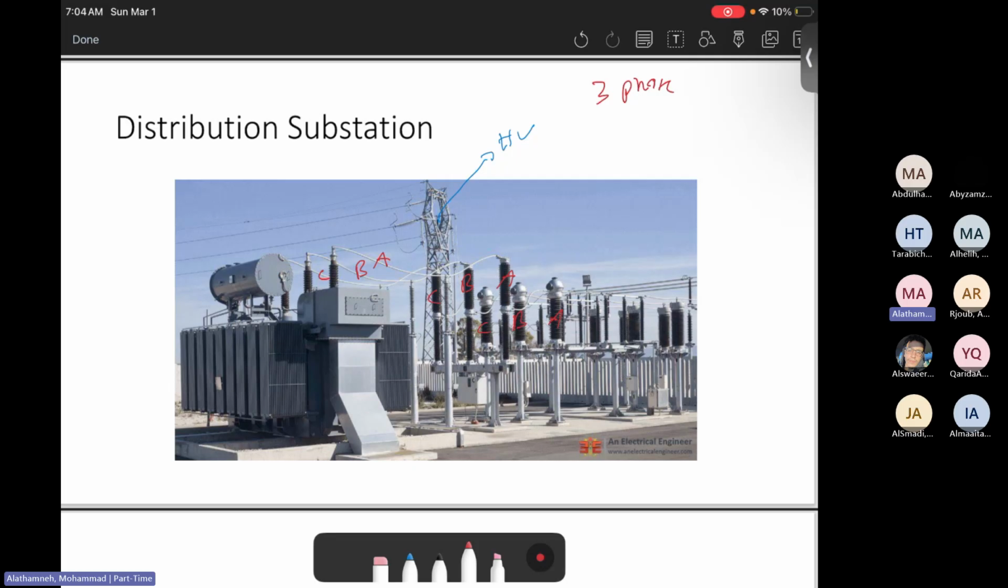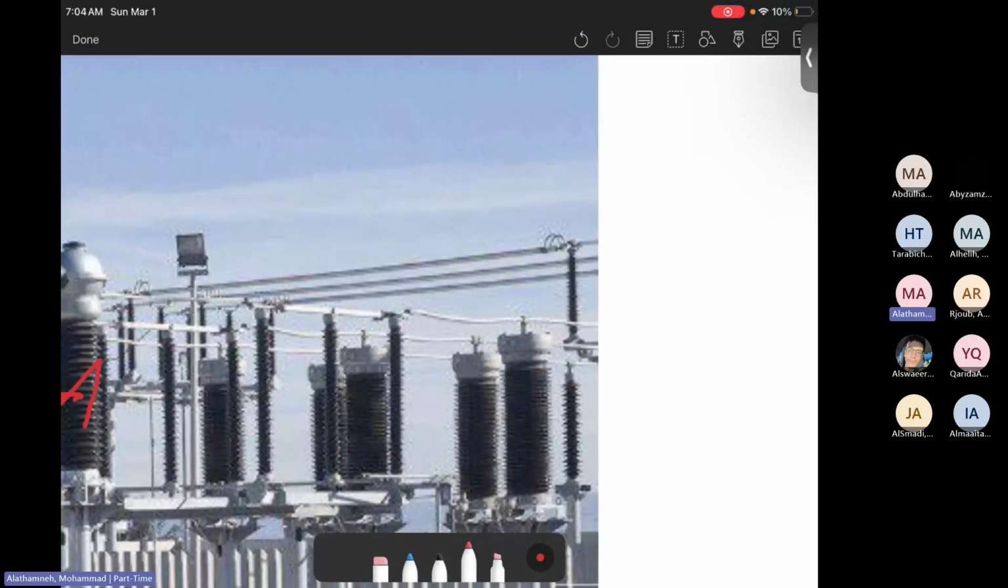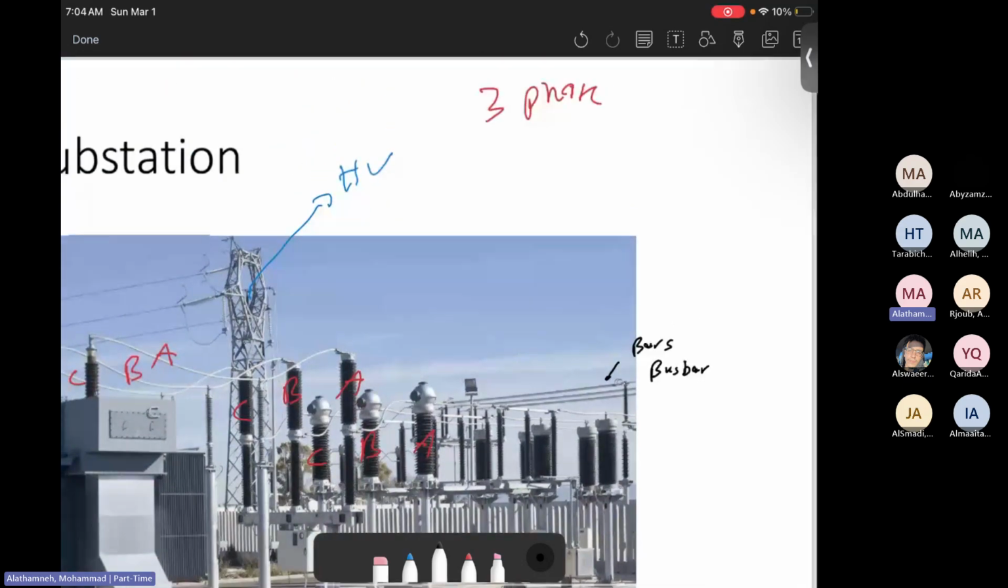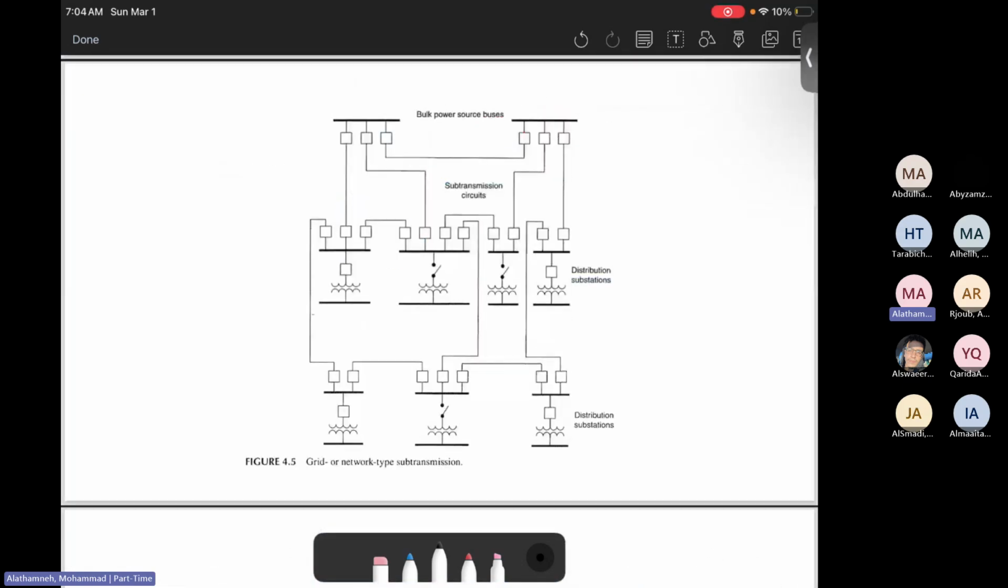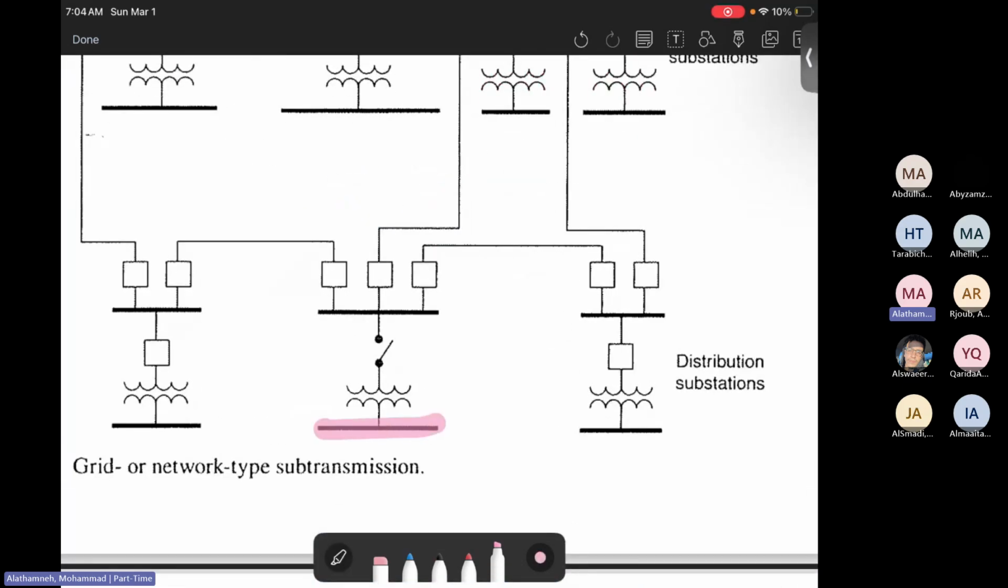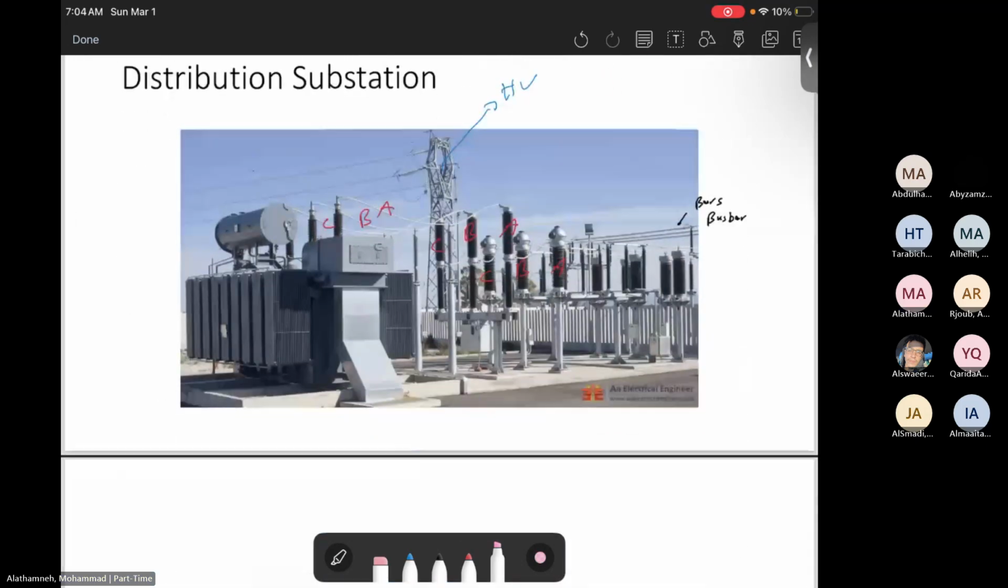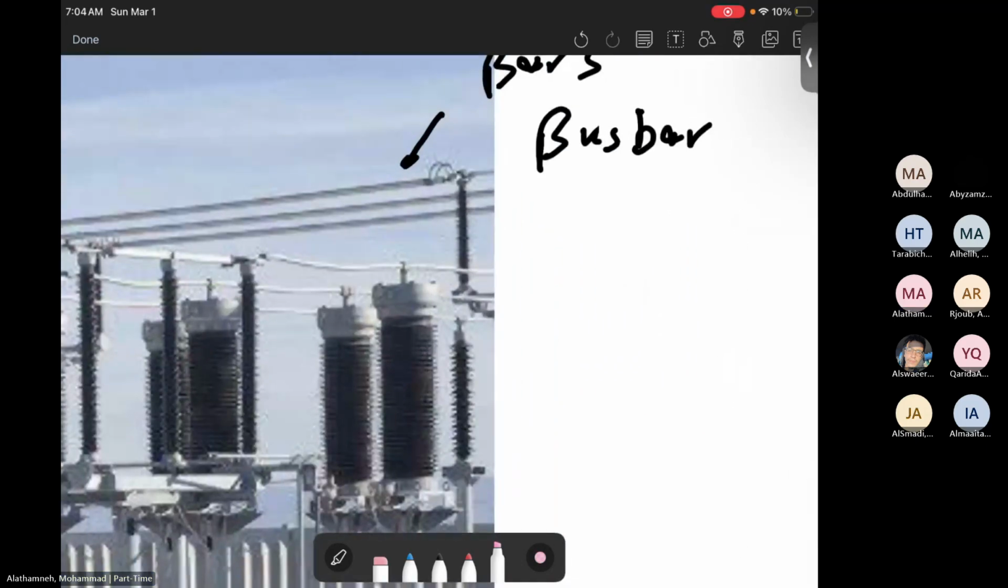Then the other thing, when you look at this image, you will see these bars. What are these bars? This is actually the bus bar that we were talking about. Do you remember the bus bar in this single line diagram? We said this is a bus bar, this is a bus bar. How do they look in real life? Here they are. This is the bus bar that we denoted by this symbol.